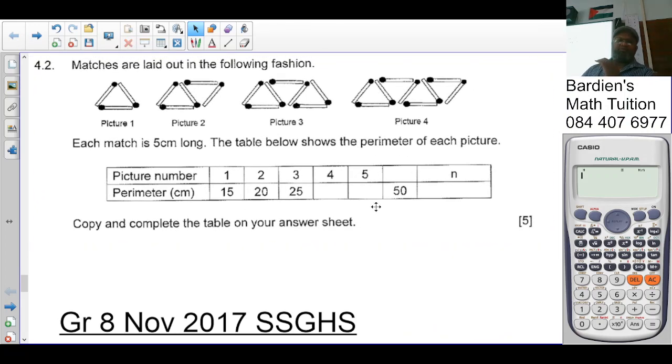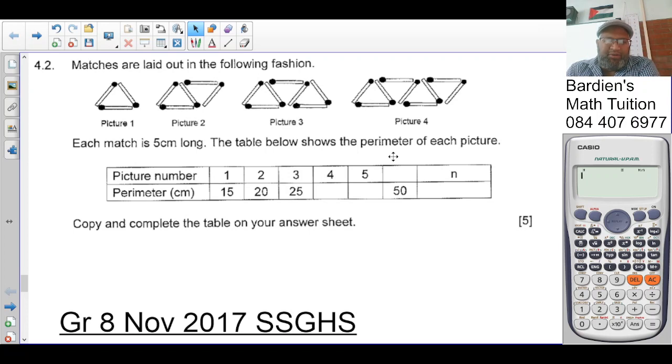In question 4.2 we are told matches are laid out in the following fashion. In picture 1 we have 3 matches. Picture 2 we have 5, 7, 9 and so on. Each match is 5 centimeters long. The table shows the perimeter of each picture.